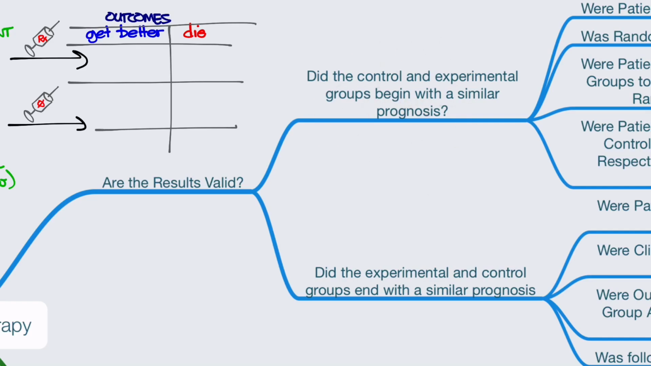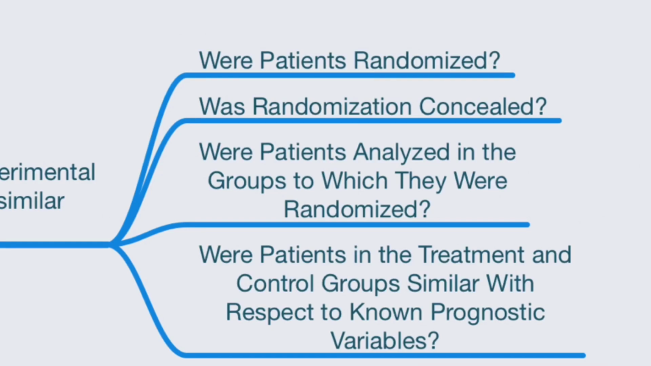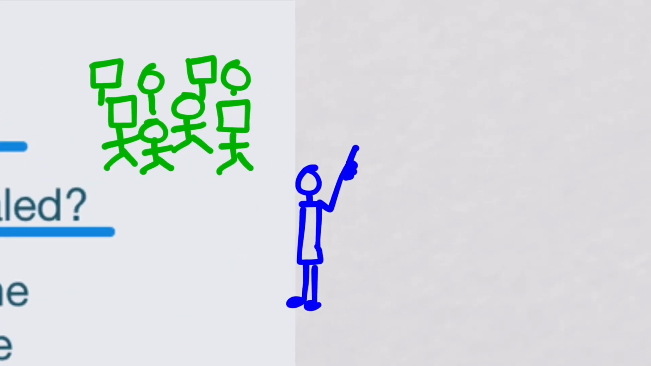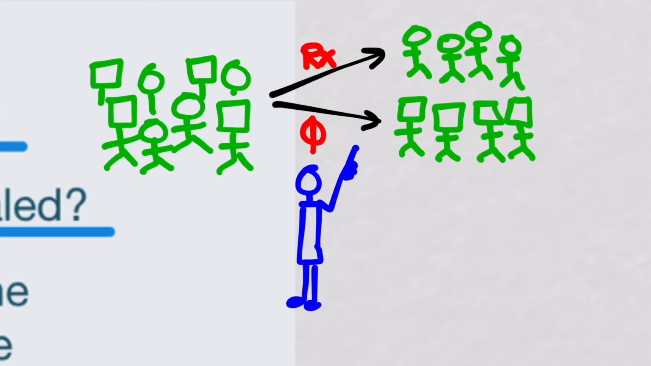So let's look at how we're going to answer those questions. We're going to look at really four things here. Were the patients randomized? Was the randomization concealed? Were the patients analyzed in the groups to which they were randomized, and were they similar? You don't even have to do randomization. Some studies don't have randomization for one reason or another. Maybe it's just not convenient to do so, or maybe the physician picks which patients go into which group. So you can see this is fraught with bias.